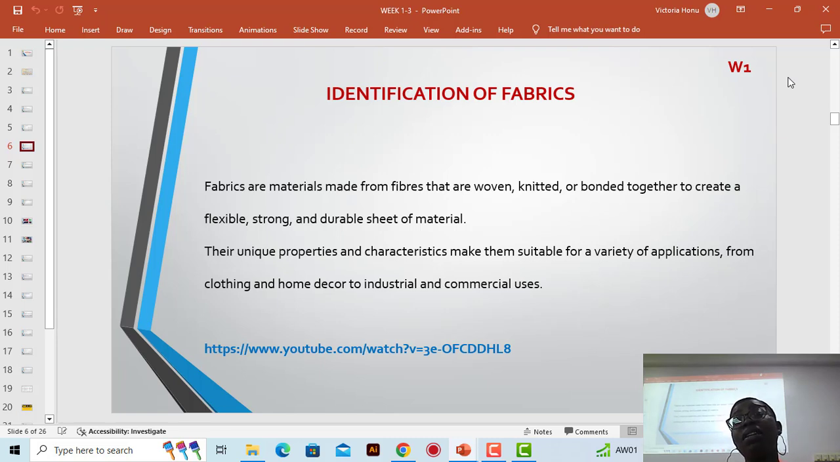Let me make it clearer to you. If we are bonding, it means we have a lot of fibers. Then we just matt them together. It's like you've compressed them. And they've become compact and it has become like a fabric.